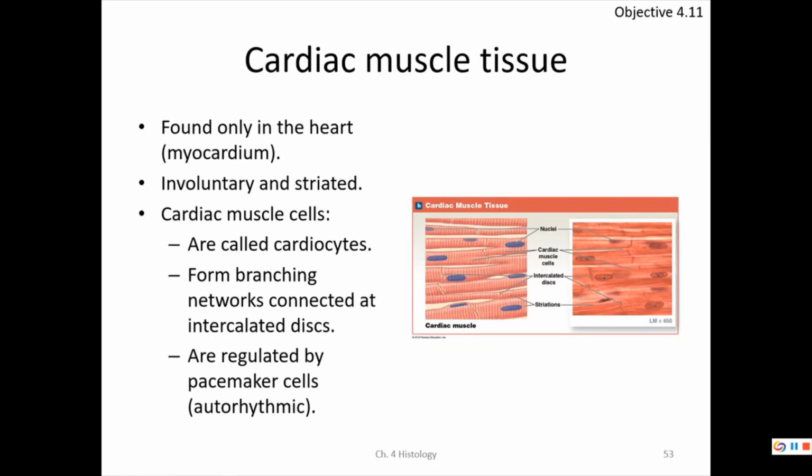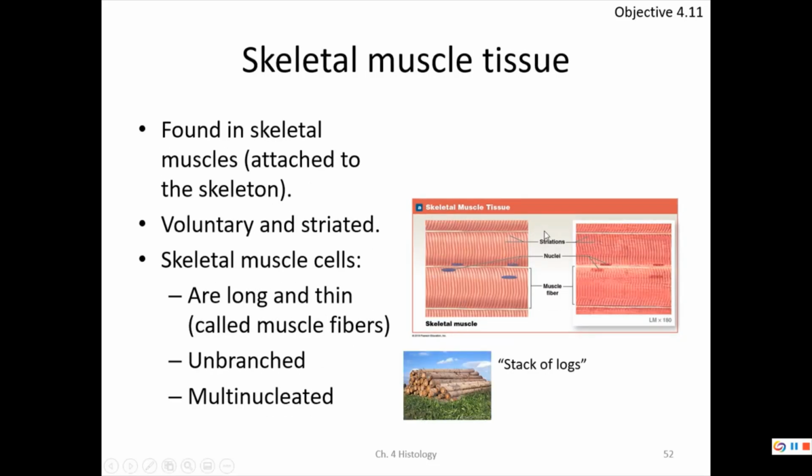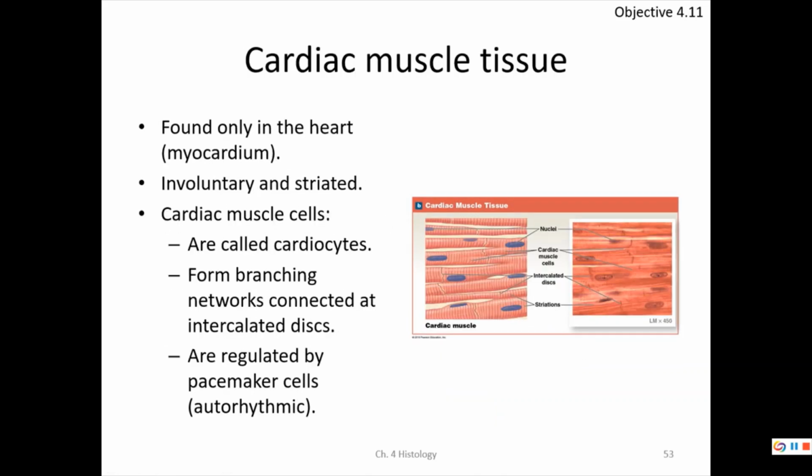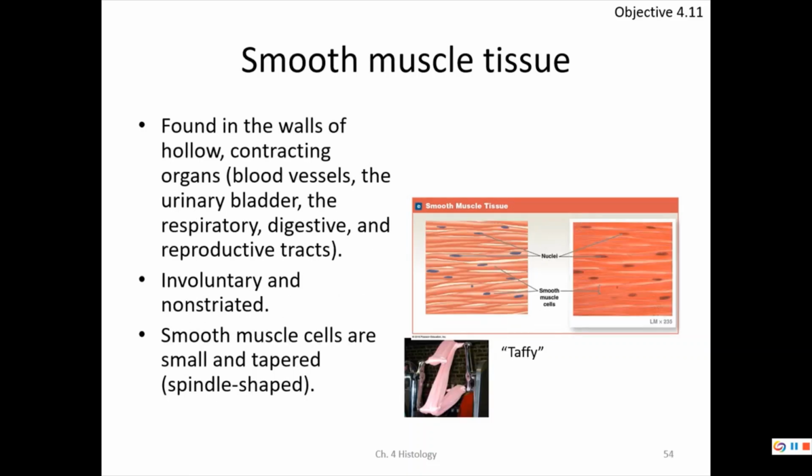Now, voluntary is skeletal, and the rest are involuntary. Cardiac is involuntary and striated. Smooth muscle is involuntary, non-striated. They're very tapered, spindle-shaped cells, as you see here. I think they look like taffy, stretched out taffy. That's what I see. I see taffy.